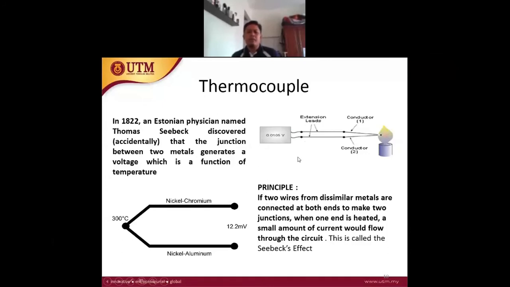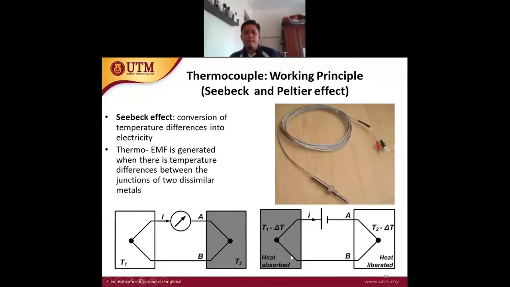Okay, so basically the concept is, if we have two dissimilar wires, meaning two different types of metal wire, this metal wire can be in pure form or in alloy form. We connect the wires at both ends to make two junctions. One junction we keep at a reference, and the other junction we heat up or expose to the air environment or body that we want to measure the temperature of. So the temperature difference between the measuring junction and the reference junction is proportional to the EMF produced at the open terminal. So this is called the Seebeck effect.